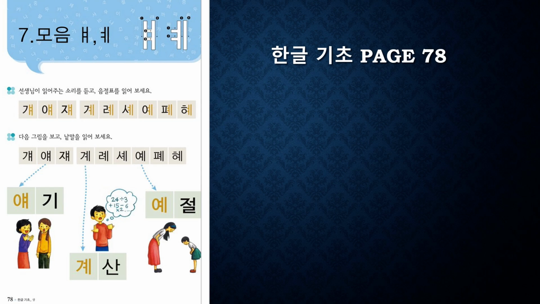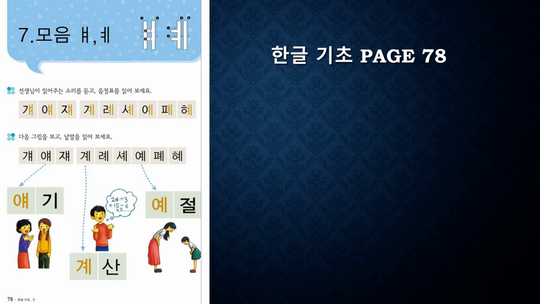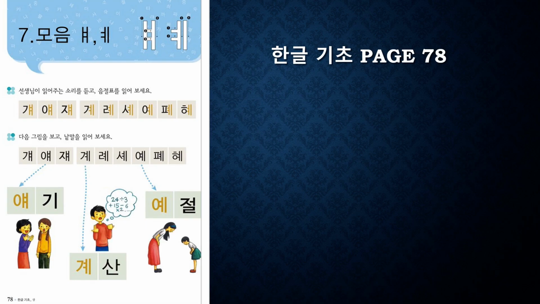Look at the second one. 계 is right here. So we put 계, and then 사, and then we have a 니은 받침. So 계산. It's a lot of math. What does 계산 mean? 계산 means to calculate. Calculate math. Alrighty. Let's get the next one.